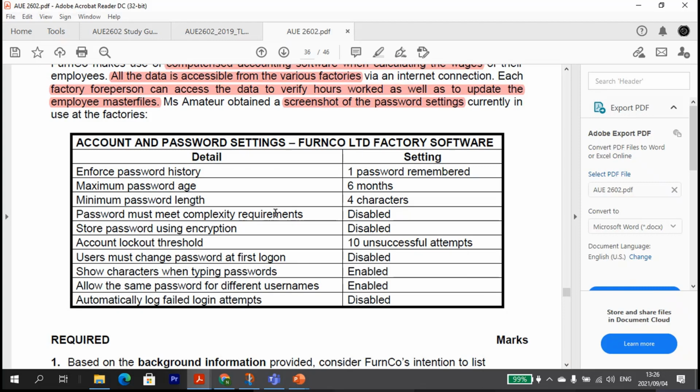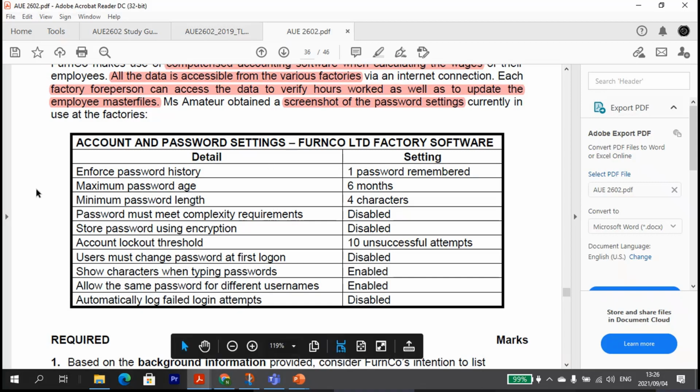Identify the weakness for us. This is not a weakness, but the fact that the user must change password at first log on, that is disabled, is okay, because you don't need to change your password every single time you log on to the computer. But that should have been set by a setting of every third time maybe, but it shouldn't be disabled or enabled. Yeah. All right.